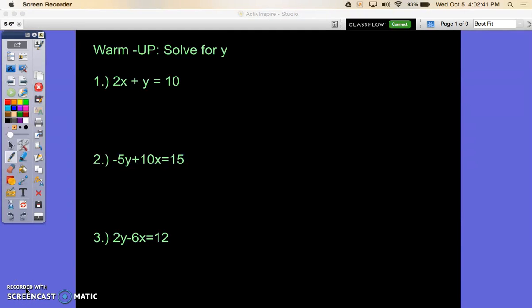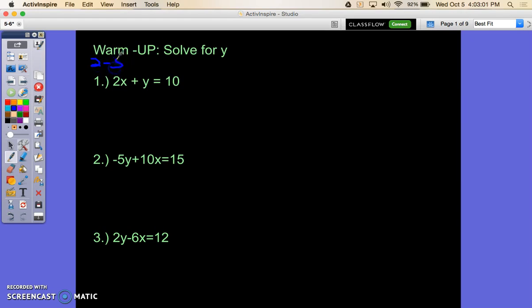Alright guys, so today we're going to take a look at section 5.6 on writing equations in slope-intercept form. Now, one of the biggest things about this lesson is being able to isolate y, and I'll show you the reasoning behind that in a few minutes. But for our warm-up, let's go ahead and just do a quick review of section 2.5.